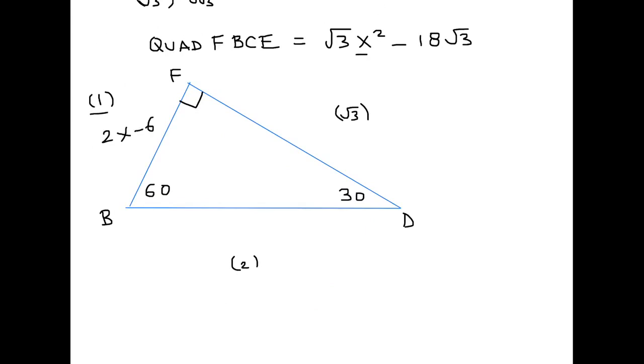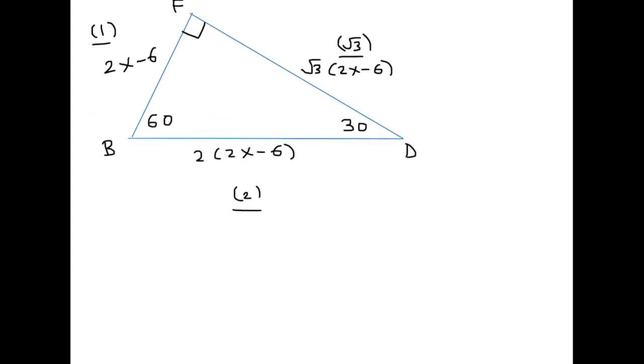So using these very valuable ratios, BD is going to be 2 times 2x minus 6. And just for the sake of completion, this side is root 3 times 2x minus 6. Okay? We're almost done. So BD is equal to 2 times 2x minus 6.